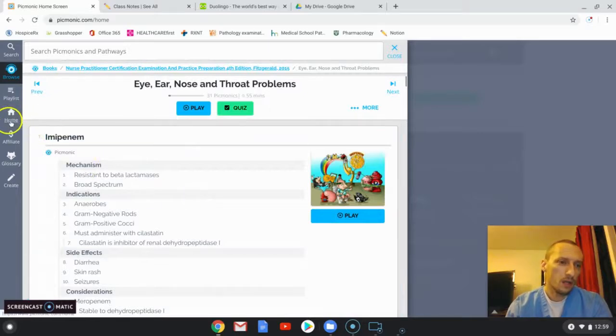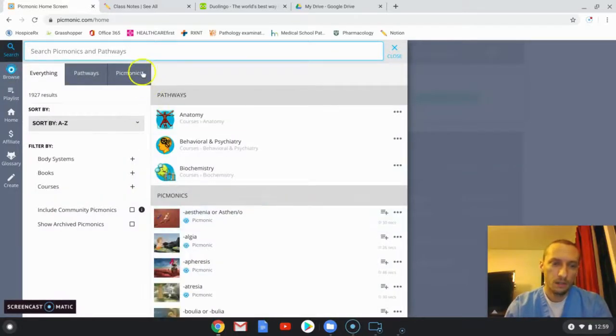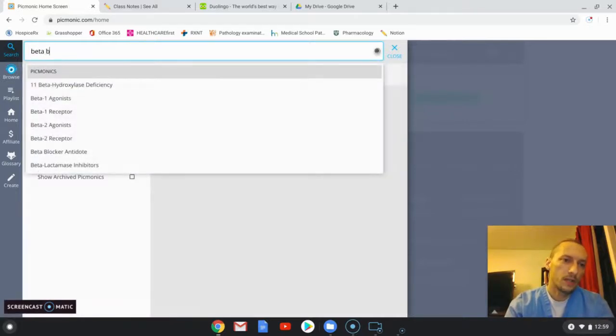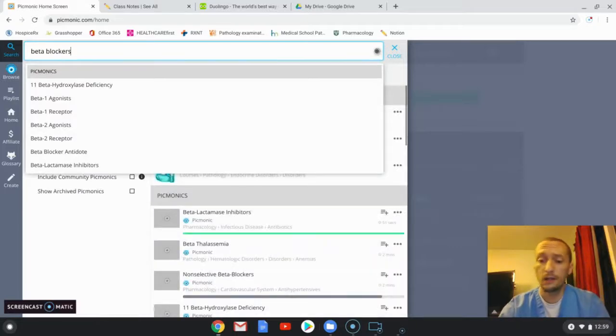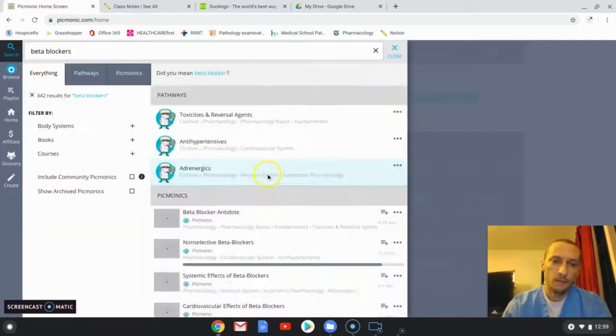So anyway, what I'm going to do, let's go back to my search here. We'll go back into the beta blockers again, and I'll just show you guys what it's like to study on here. It's been really amazing. And you can go under different pathways. So the pathway would be like antihypertensives. It could be listed in here.